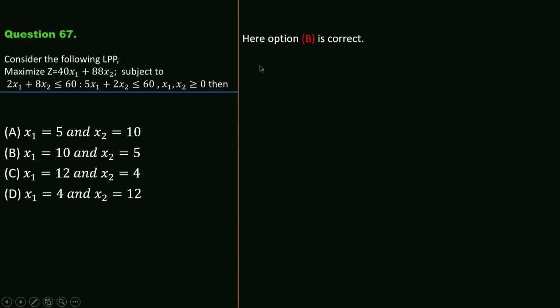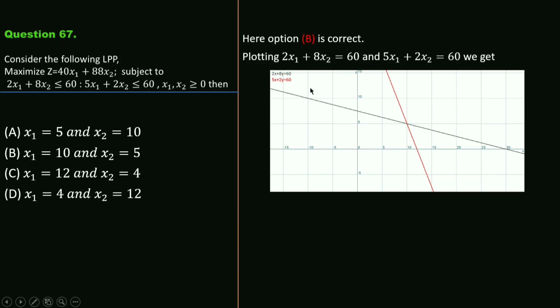So let us evaluate. Here the two equations are given. That means 2x1 plus 8x2 is less than or equal to 60 and 5x1 plus 2x2 is less than or equal to 60. So let us plot these two equations. We get the graph of this type. Here the red line, 5x plus 2y is equal to 60, gives this equation, and 2x plus 8y is equal to 60 gives this equation, and the intersecting point is this, that is x is 10 and y is 5. That means x1 is 10 and x2 is 5.